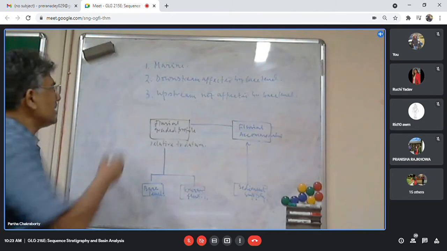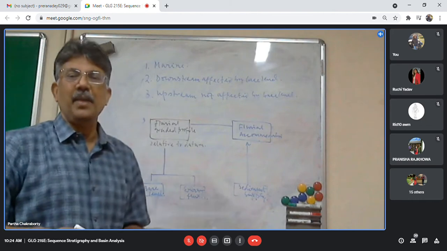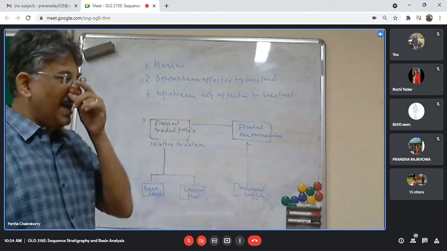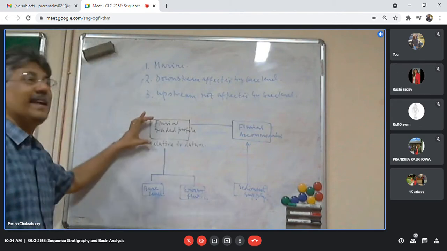Now this is for the downstream which is affected by base level. So there, what will be controlling it? Controlling the fluvial graded profile.